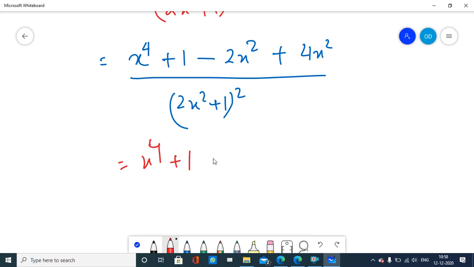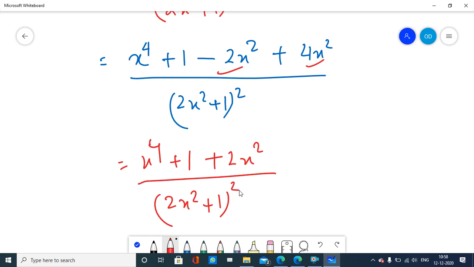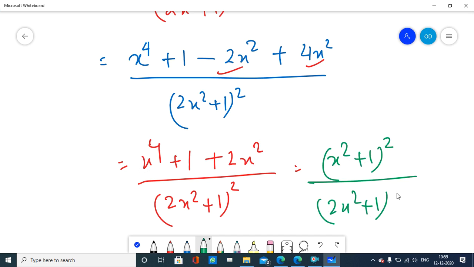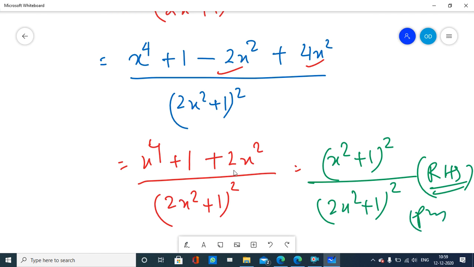Now this is x to the power 4 plus 1. And what is 4x square minus 2x square? Isn't it plus 2x square? Okay. Now you tell me, isn't it x square plus 1 whole square? You tell me. x to the 4 plus 1 plus 2x square. Yes, sir. So this is your RHS proved.